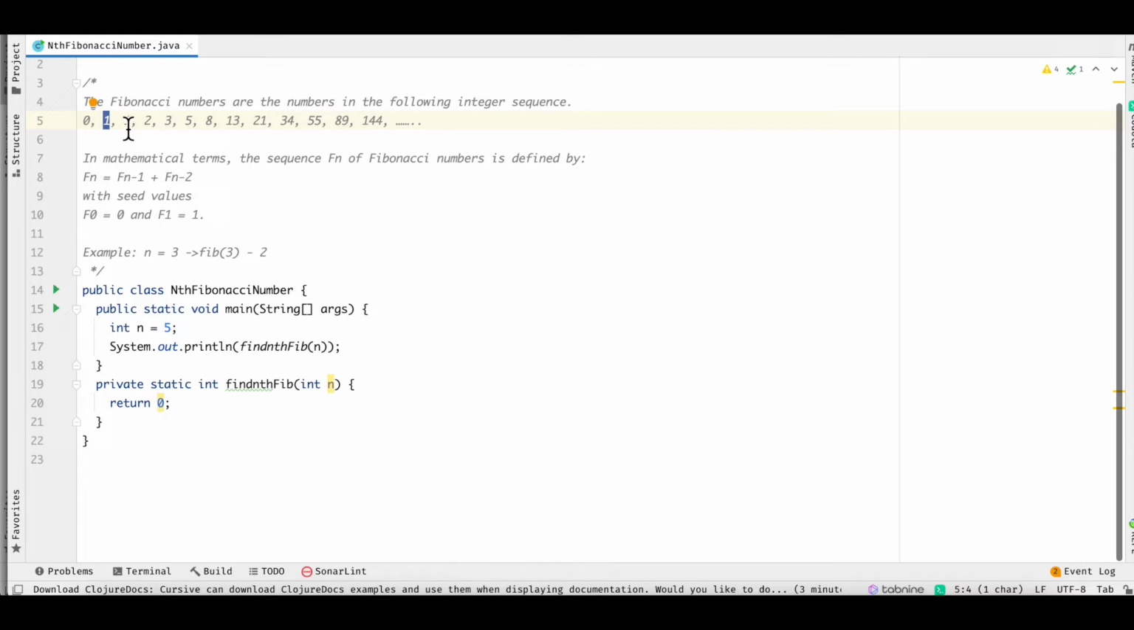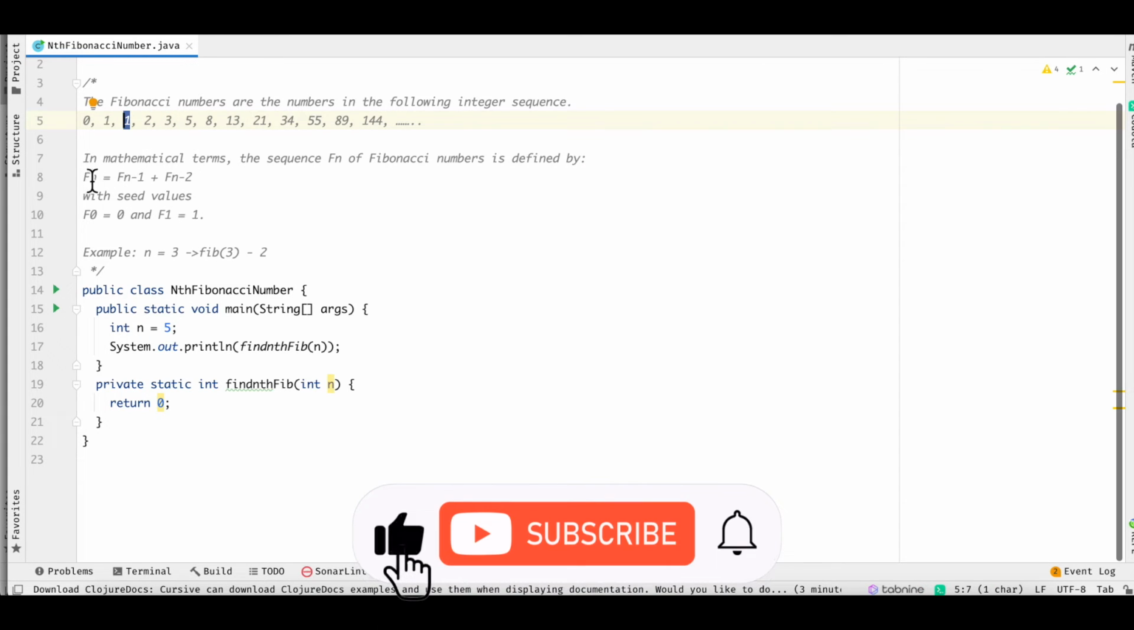Means, if we are at 1, this one is nothing but 1 plus 0. If we see this number 2, this is nothing but 1 plus 1 is 2. And number 3 is 2 plus 1. Means it is going 2 steps before. If this is n, the given number, then in order to find out what this value will be, we have to do n minus 1 plus n minus 2. That is what is given here in the mathematical terms.